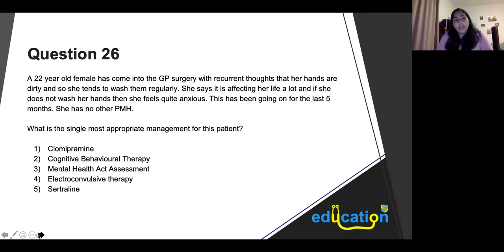So, question 26. A 22-year-old female has come into the GP surgery with recurrent thoughts that her hands are dirty, and so she tends to wash them regularly. She says it's affecting her life a lot, and if she does not wash her hands, she feels quite anxious. This has been going on for the last 5 months. She has no other past medical history. What is the single most appropriate management for this patient?